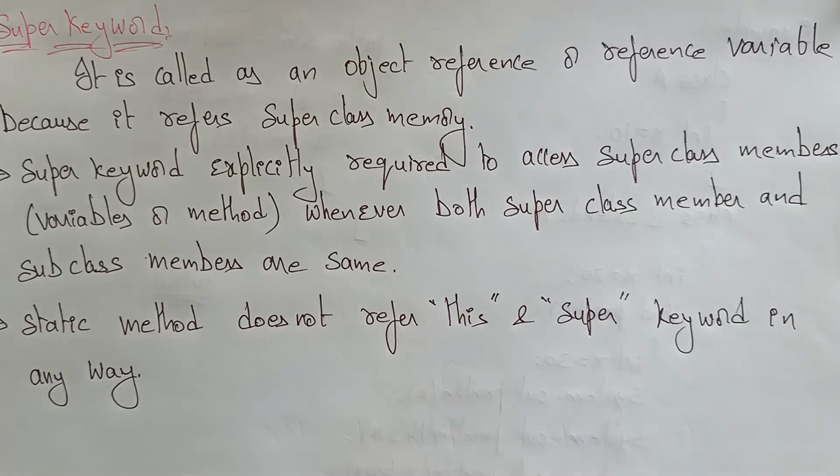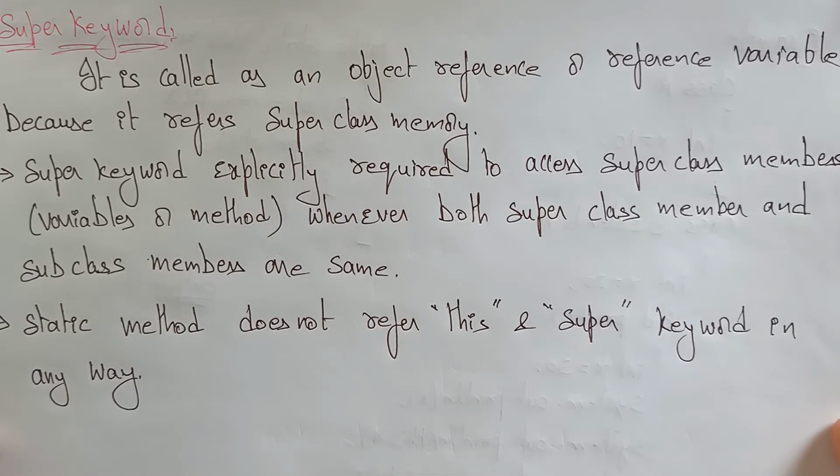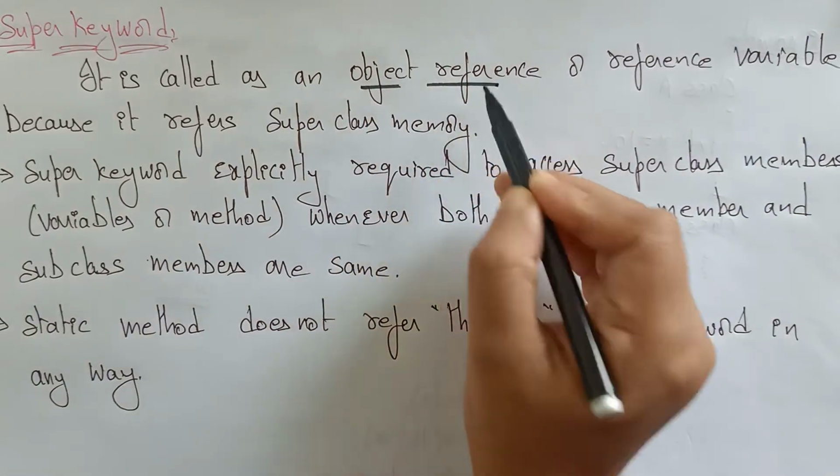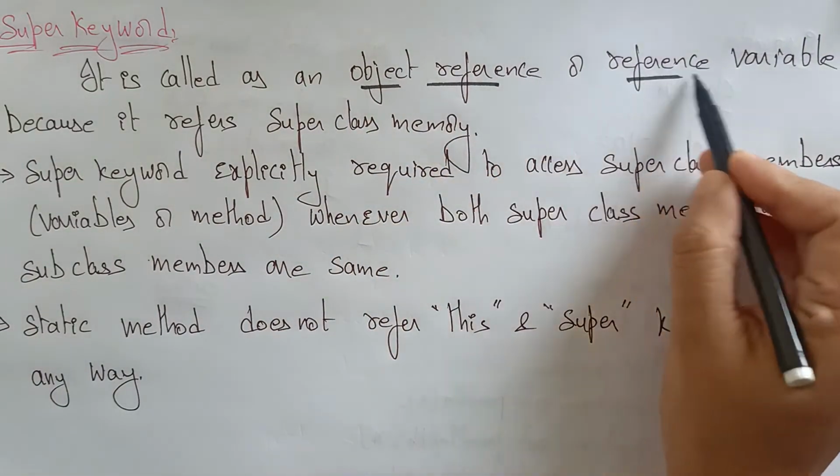Hi students, welcome back. Coming to the next topic in the Java programming language is the super keyword. So the super keyword, when it is implicitly present and when the user has to give it explicitly, that we will see in this video. The super keyword, we call it an object reference or reference variable.